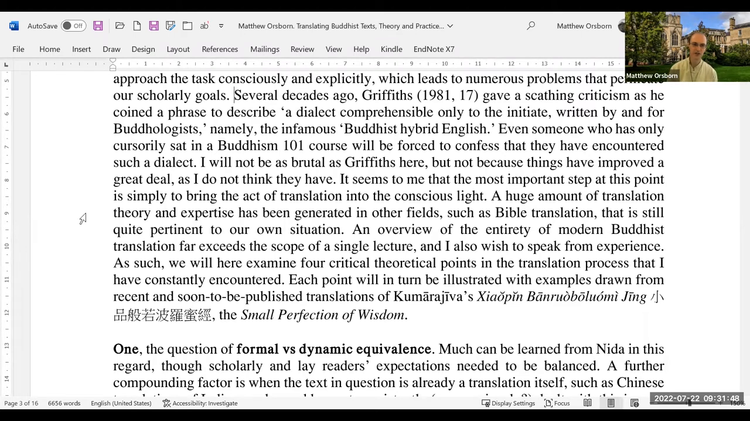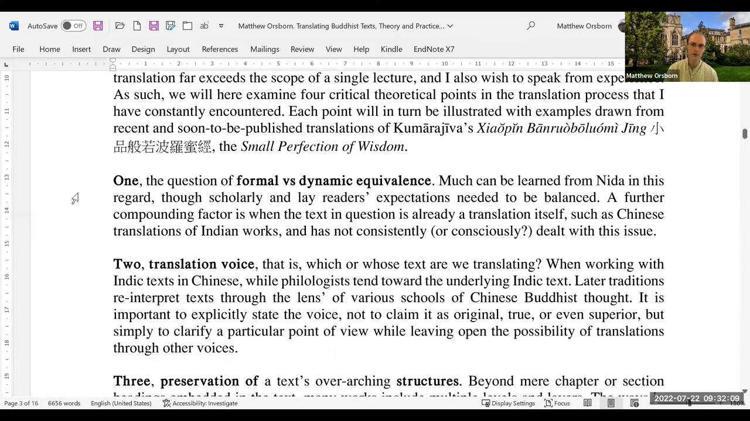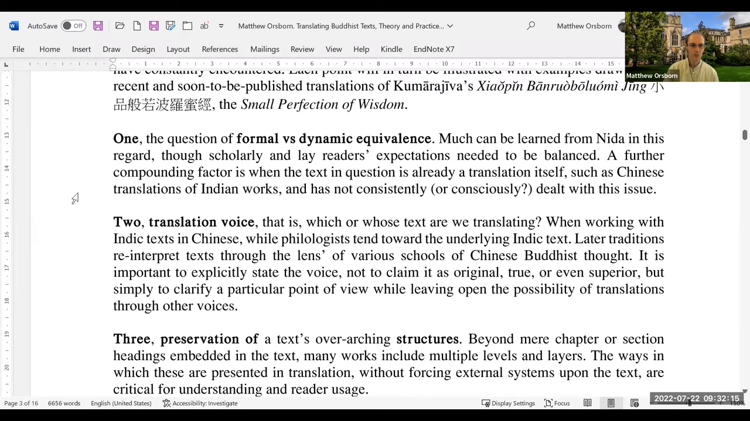So, as such, we will here examine four critical theoretical points, or kind of reflections, in the translation process that I've constantly encountered, and each point will in turn be illustrated with examples drawn from recent and soon to be published translations of Kumarajiva's translation of the Xiaopin Banruo Boluomi Jing, the Small Perfection of Wisdom. So what are those four points?